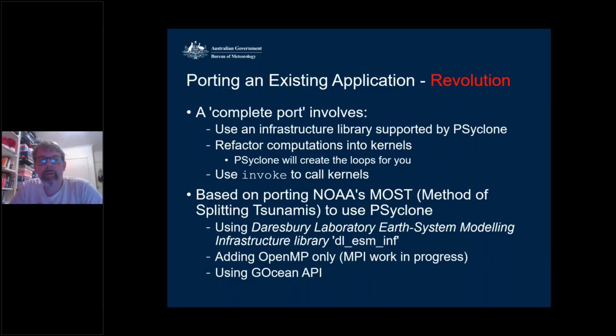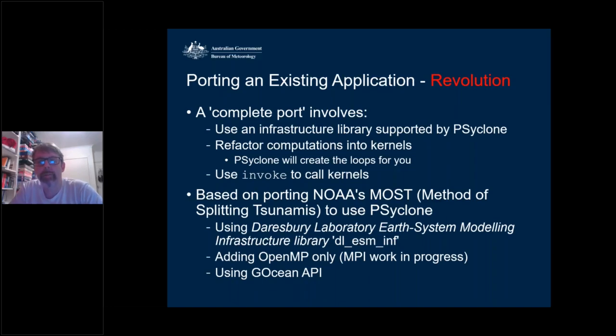Now, the code that I used is NOAA's MOST method of splitting tsunamis, and I completely rewrote this. MOST is a well-known example at the Bureau. We use this for many tests. We have an optimized version in C of it. So at the end, we can actually see how the refactored PSyclone version compares with a hand-optimized version in C.